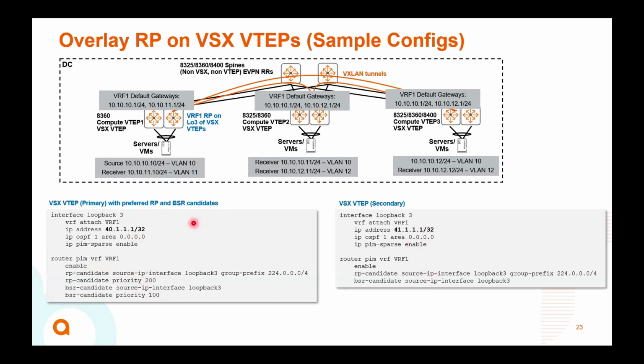So there's nothing new. This is what we supported in the past, even for standalone. But what I'm showing you is a simple config of how it's done on the VSX VTEP, to provide that RP in the overlay for the VSX pair.